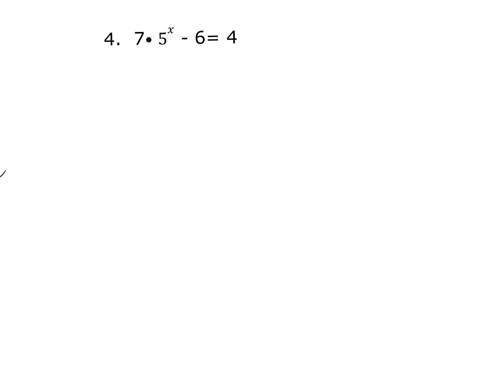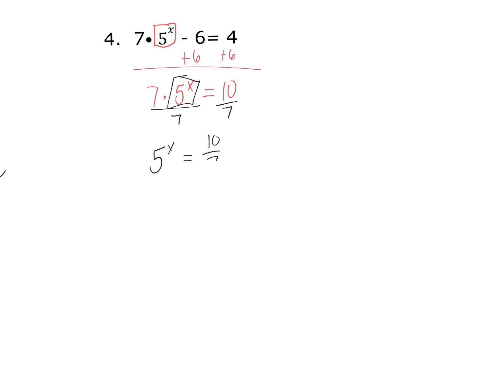All right, one more. Here is the term that I need to get by itself. The first thing I'm going to do from there is add 6 to both sides. So now I have 7 times 5 to the x equals 10. But this is still not by itself, so I need to divide each side by 7. So now I have 5 to the x equals 10 over 7. Now my exponent term is finally by itself.